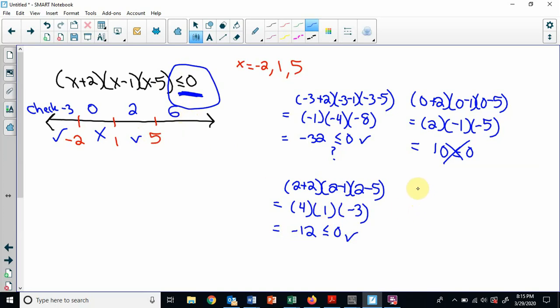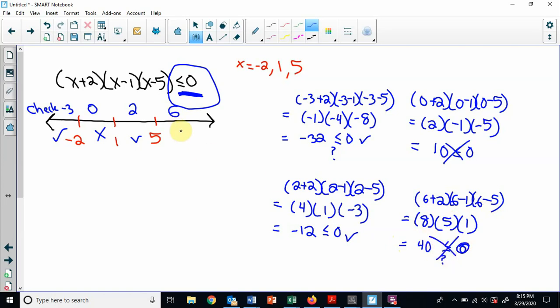Finally, the last one is to check 6. 6 plus 2, 6 minus 1, and 6 minus 5. I'm going fast now. I know something, and I hope you're noticing something too. I'll point it out in a second. 6 plus 2 is 8. 6 minus 1 is 5. And 6 minus 5 is 1. That is 40. You can use a calculator. Is that less than or equal to 0? Is a positive number less than 0? No, that does not check out.